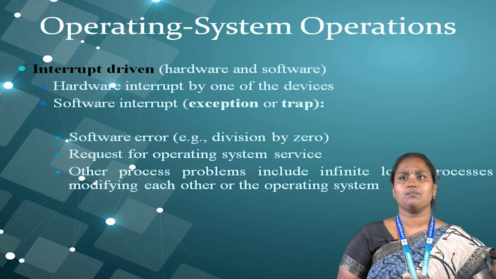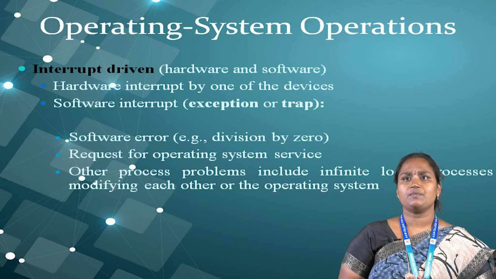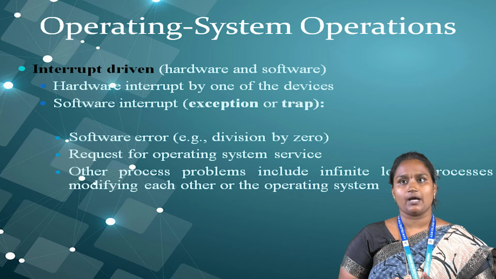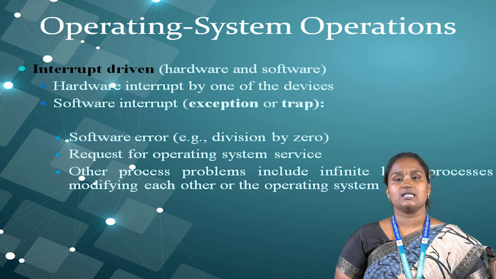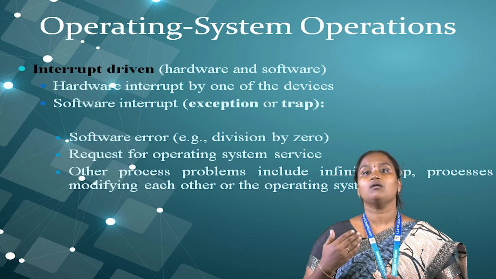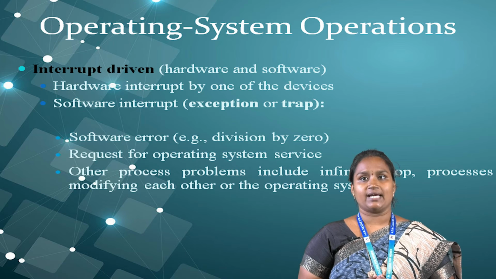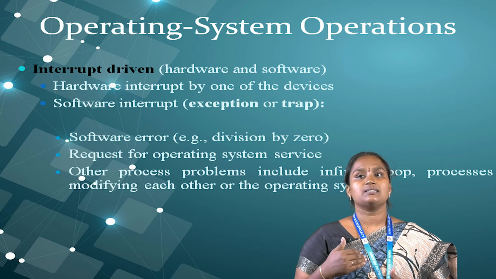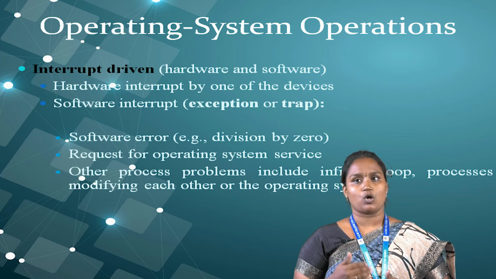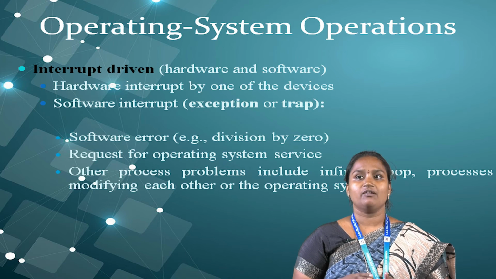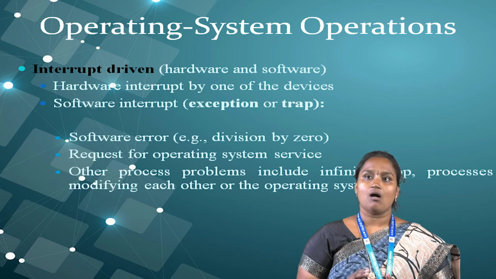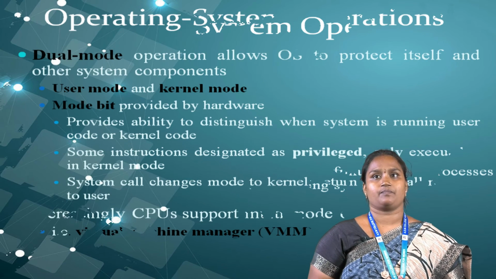Operating system operations are interrupt driven, by hardware and software. Hardware interrupts come from one of the devices. A software interrupt is an exception or trap. A software error is, for example, division by zero. Or a request for operating system service. Other process problems include an infinite loop, or processes modifying each other or the operating system.